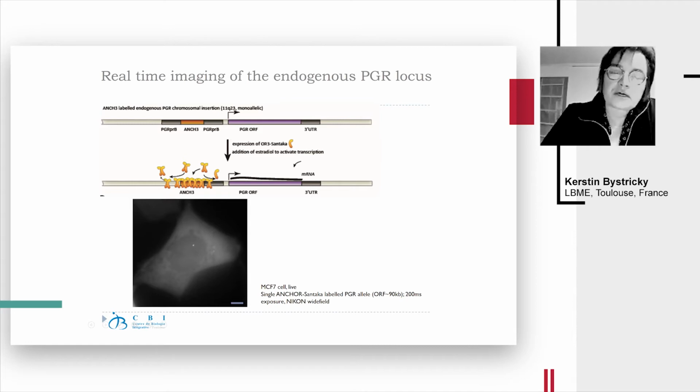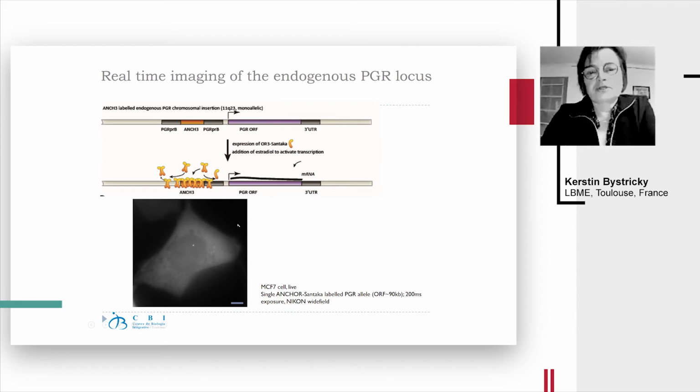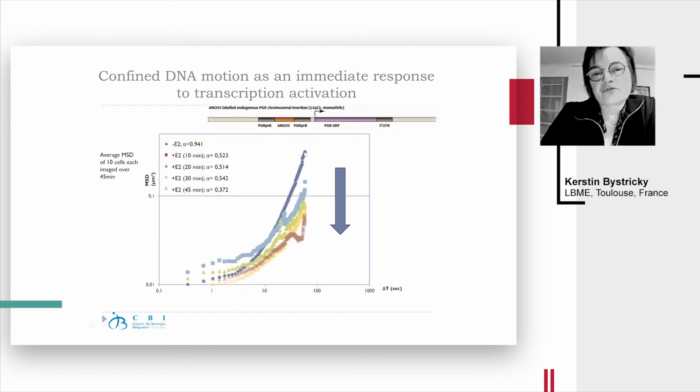This is what we did. In this first experiment you can see averages of mean squared deviations over tracks of 150 time frames over 1 minute, averaged out here. In the absence of estradiol, we see almost free diffusion. When you add estradiol and measure the dynamics in the same cell, and then average out 10 cells, you see that the mean square deviation plot drops down.